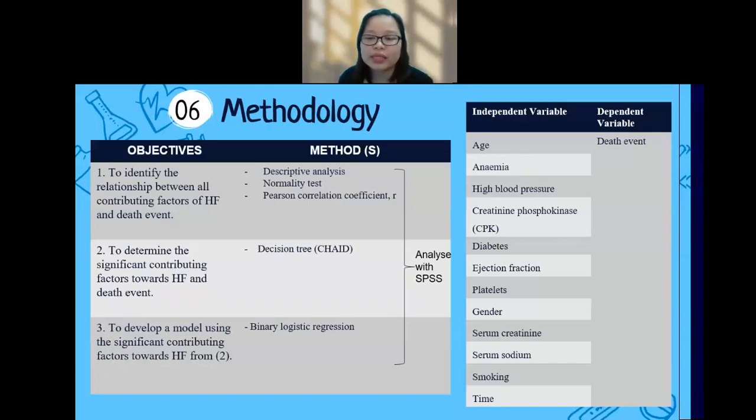of platelets in the blood, the gender, level of serum creatinine in the blood, level of serum sodium in the blood, whether the patient is smoking or not, and the time for follow-up period. And the dependent variable is the death event.